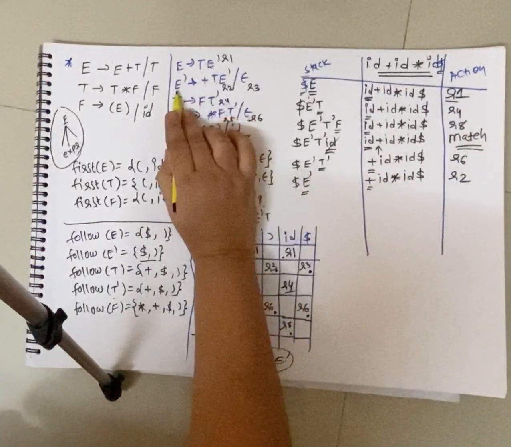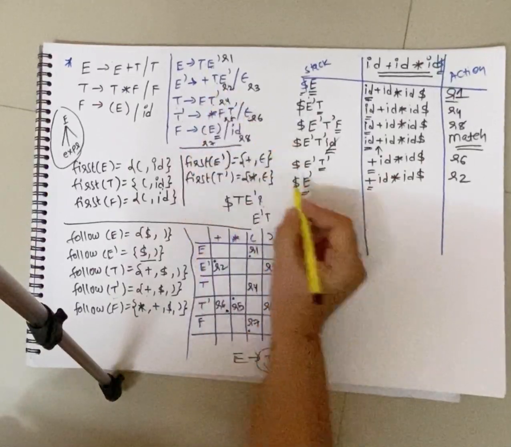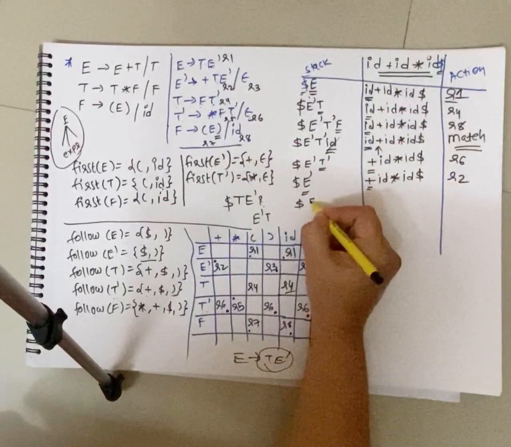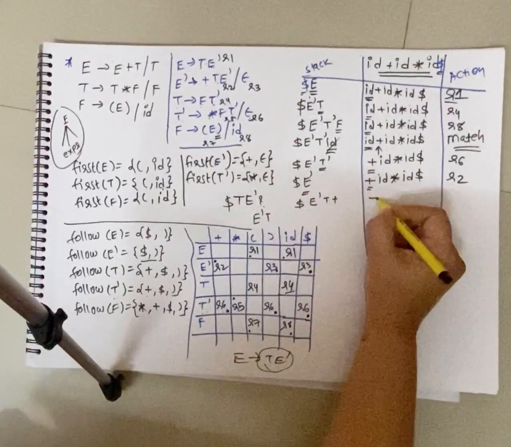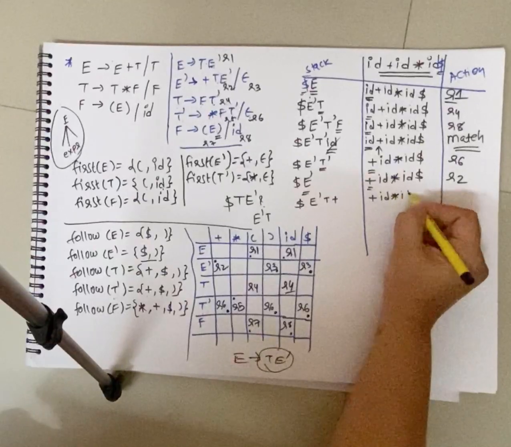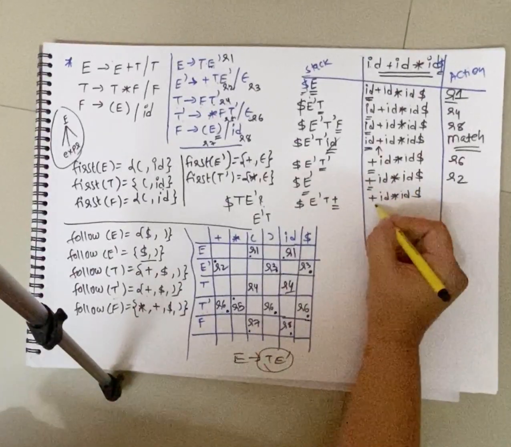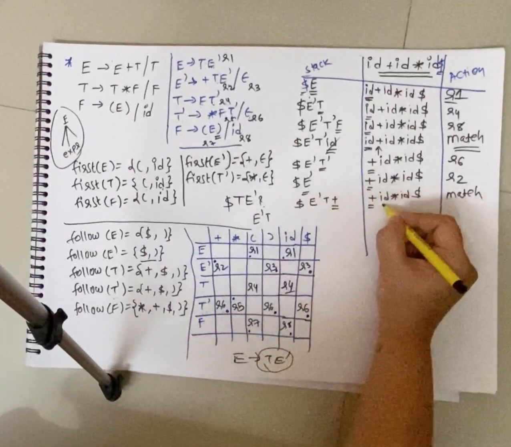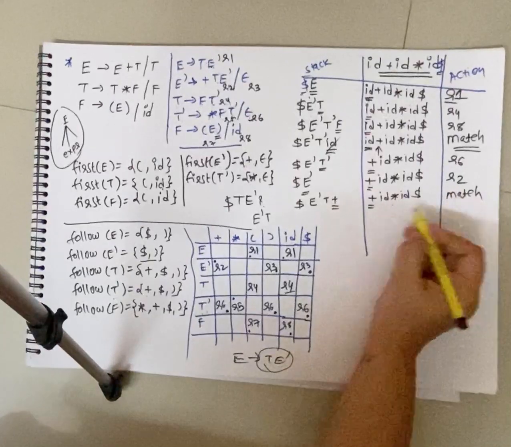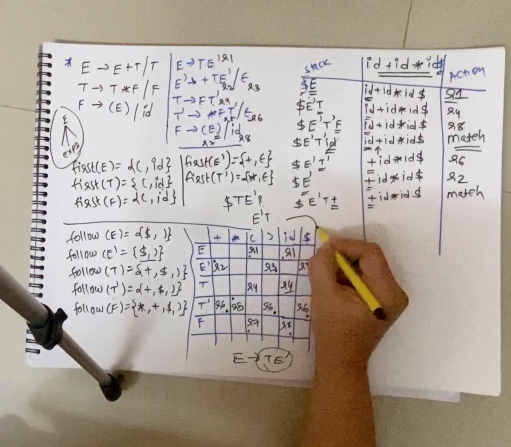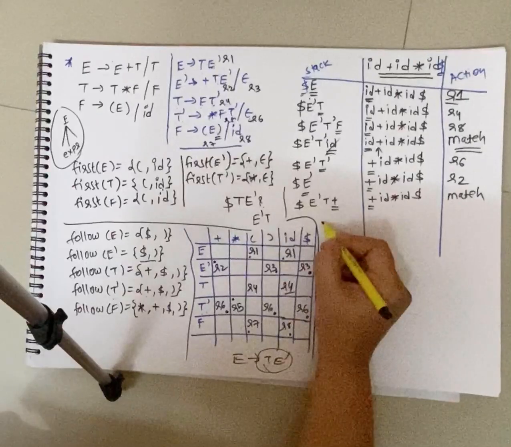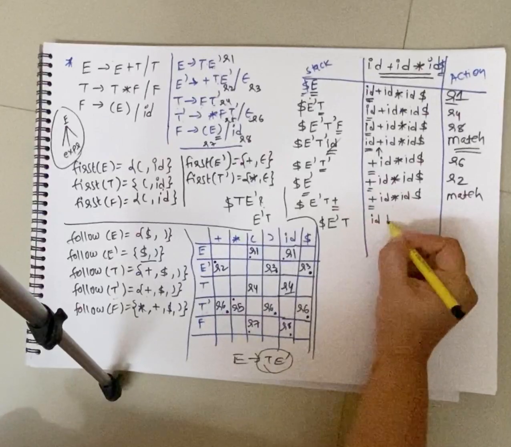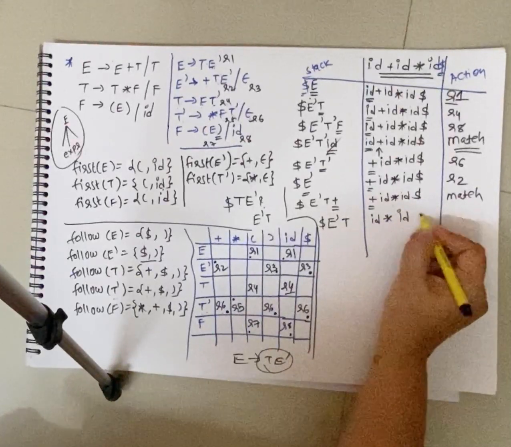What is R2? E dash derives plus TE dash. So I am going to pop E dash and plus TE dash in reverse needs to be pushed. So it will be E dash T plus. The expression is plus ID multiplied with ID dollar. The top of the stack and the current input symbol declare a match. So a pop will be performed and the input pointer is going to be incremented by 1. So what is the stack content we are going to have? The stack contents are dollar, E dash and T. And the current input contains ID multiplied by ID dollar.